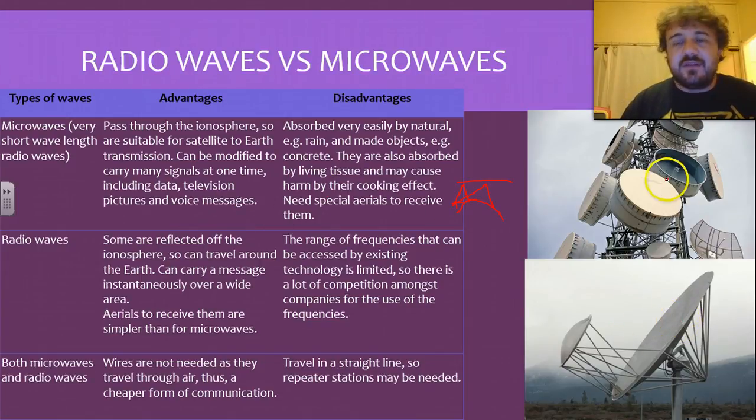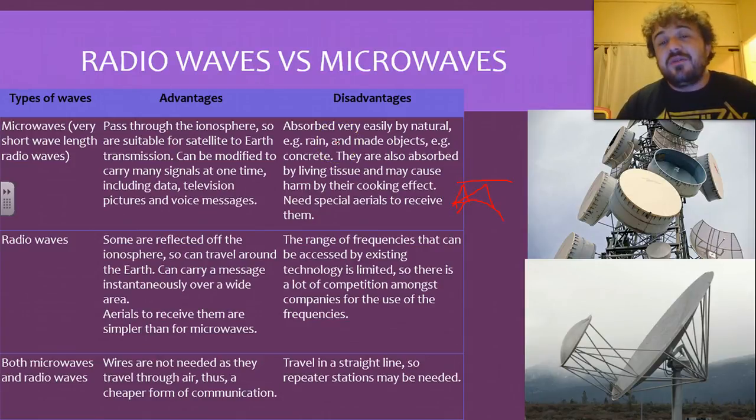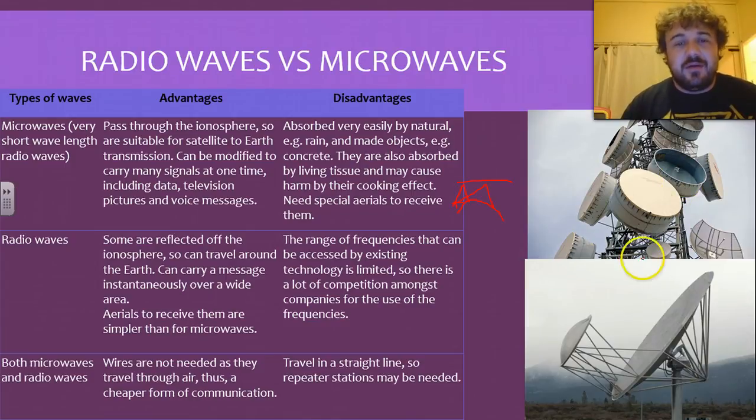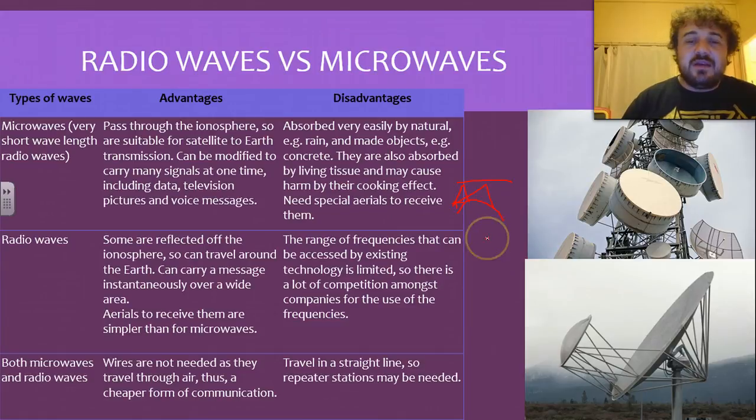This is a radio wave. This is a microwave. Basically, they're absorbed. Microwaves, the disadvantages are they're absorbed easily by water, and this is why, if you aim them at living tissue, as you've seen in a microwave, they cook it. And they do need special aerials, these ones here, to detect them, to pick them up. So the disadvantage of radio waves is that they're limited. Because it's easy and limited, like the number of frequencies, so there's competition, and you actually can't just pump out radio waves to make your own radio station. You have to apply for a license, etc.